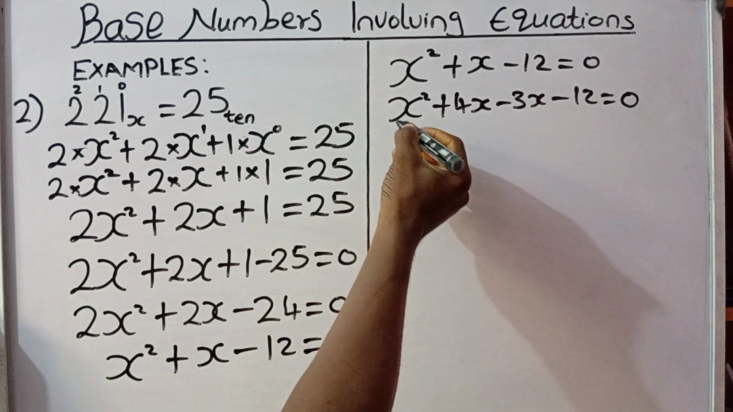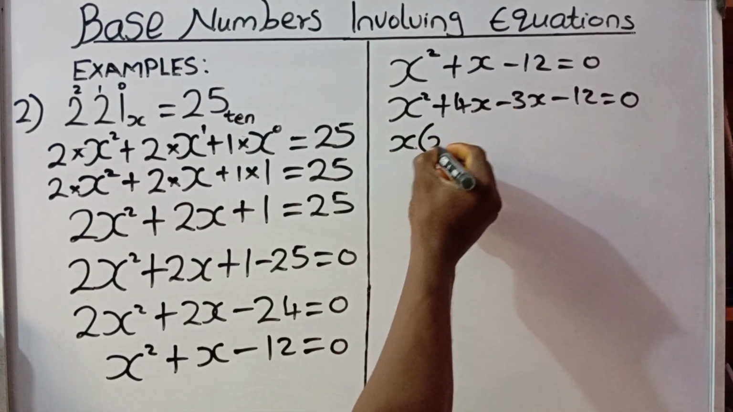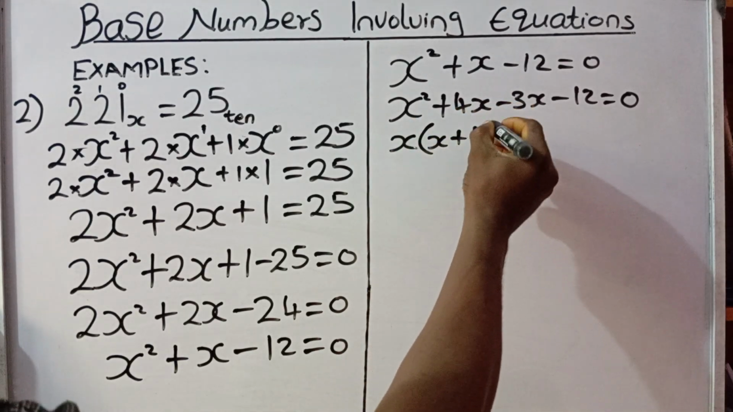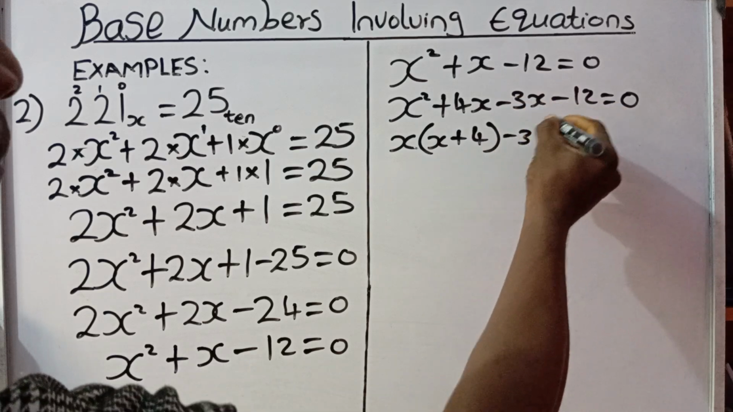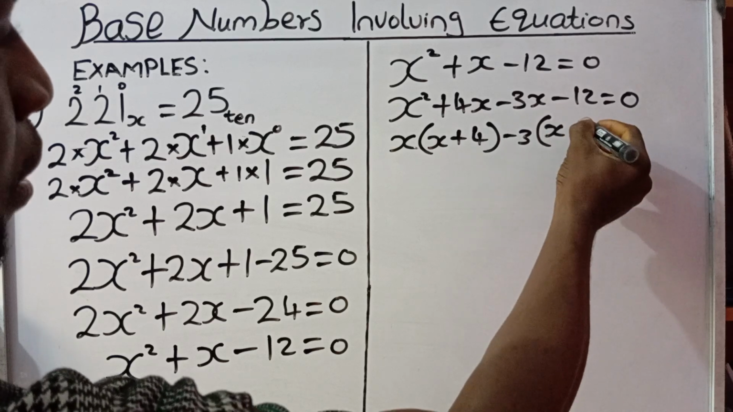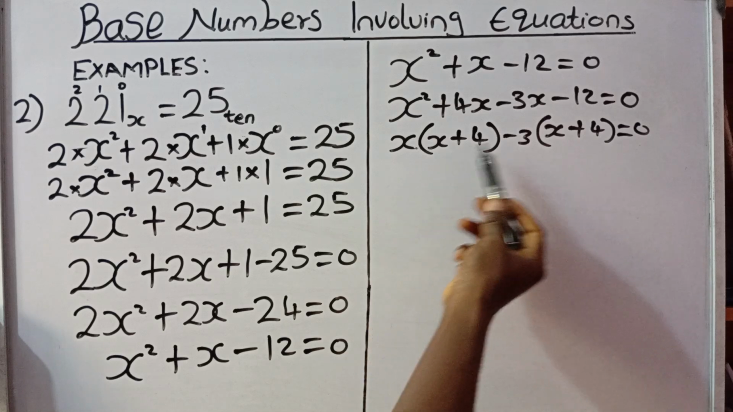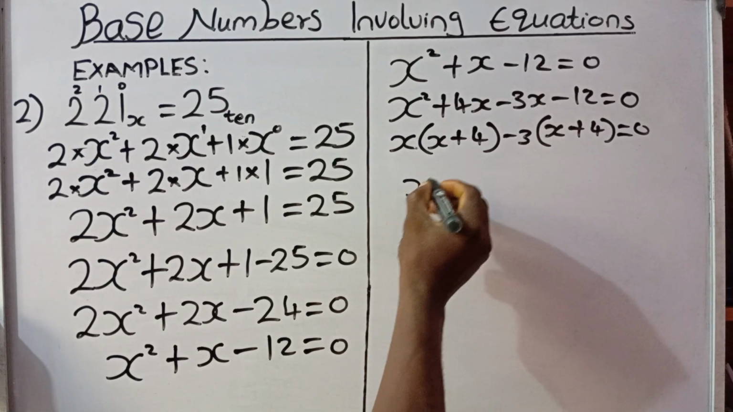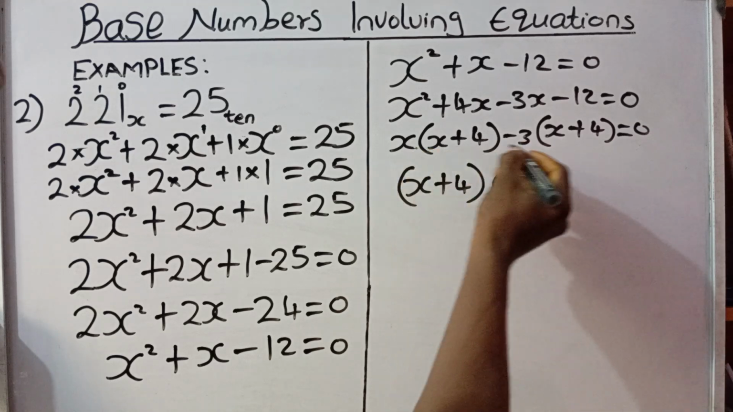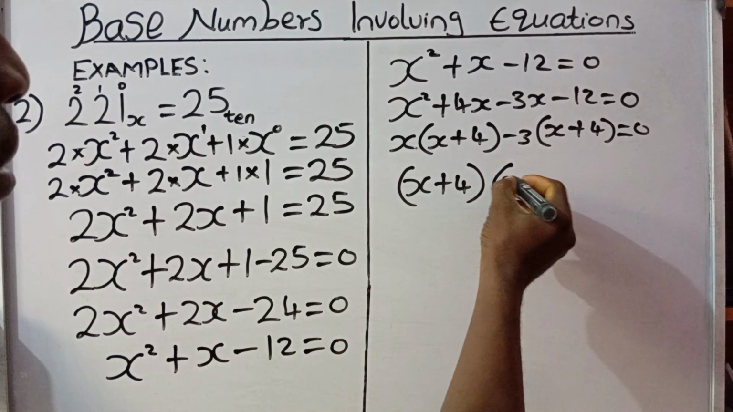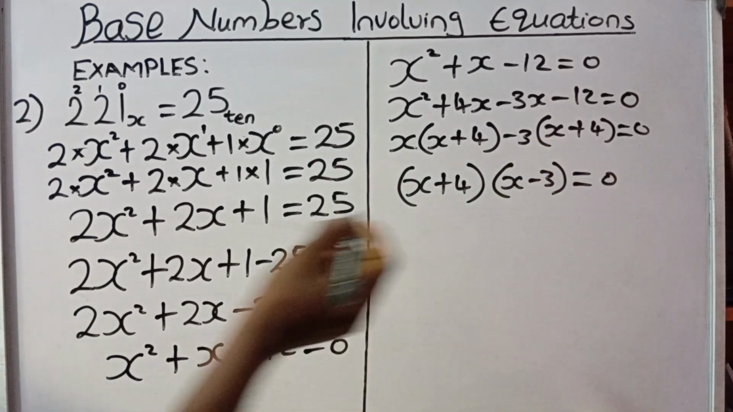All right, so we factorize in pairs. That's x is common between these two terms. That will be x plus 4. Then the common factor here, that will be negative 3 bracket x plus 4 equal to 0. So to solve this, you can see the brackets are the same. So that will now be x plus 4 in bracket. Then the other one, the coefficients of both brackets, that's x minus 3, equal to 0.